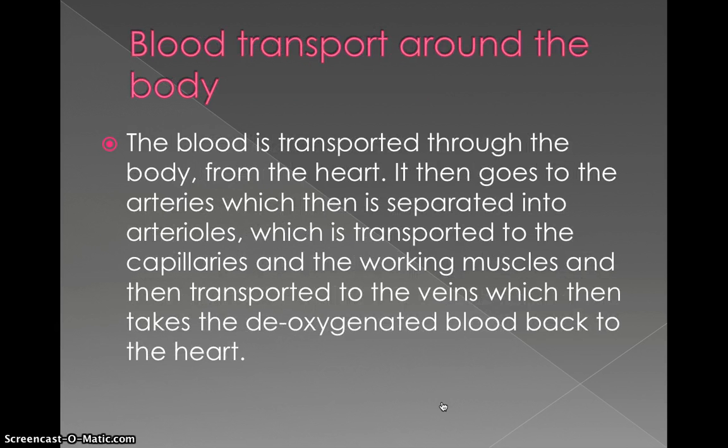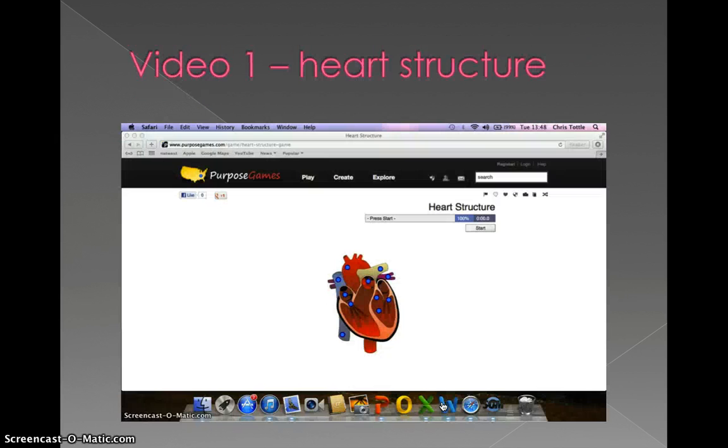Blood transport around the body. The blood is transported through the body from the heart. It then goes to the arteries, which separate into arterioles, which then transport it to the capillaries and the working muscles, and then to the veins, which take the deoxygenated blood back to the heart.